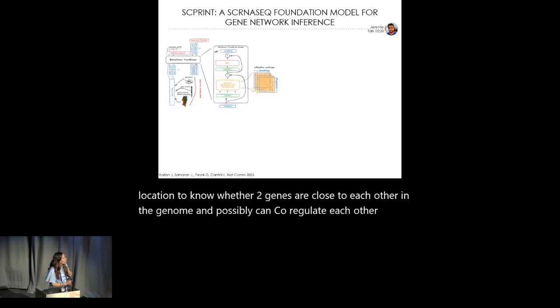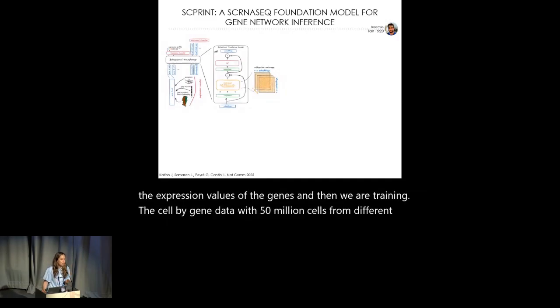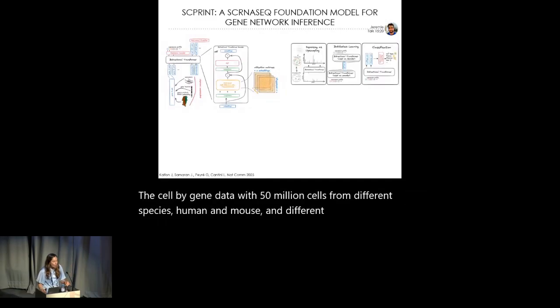And then the expression values of the genes. And then we are training it on the cell-by-gene data with 50 million cells from different species, human and mouse, and different diseases, on 3 main pre-training tasks. The first one is denoising.